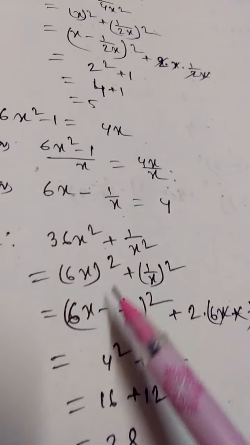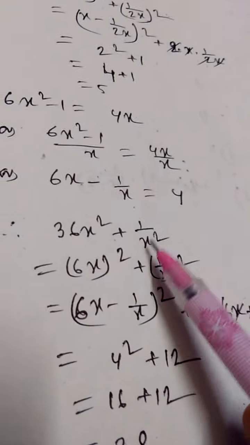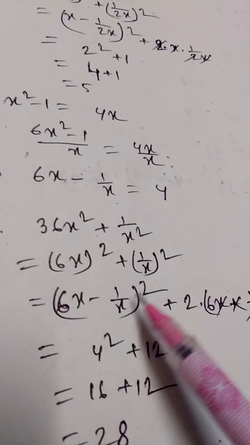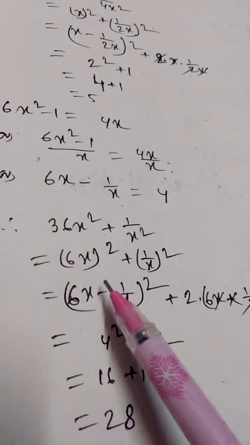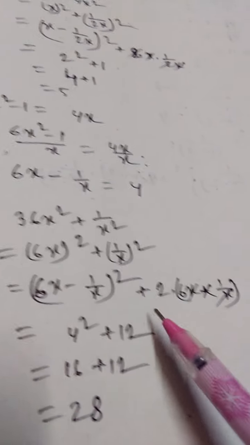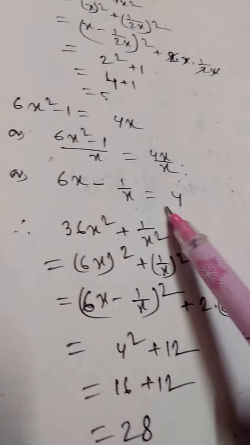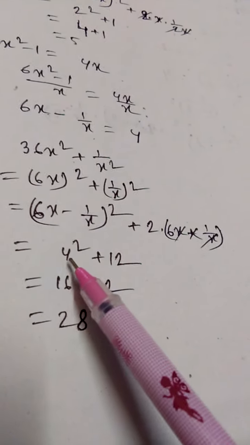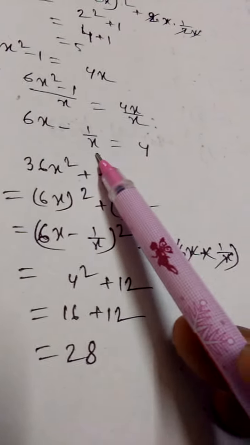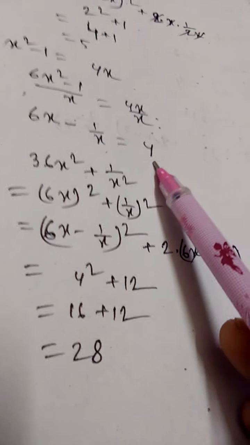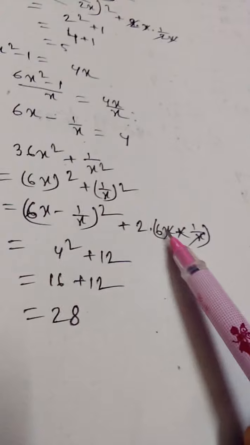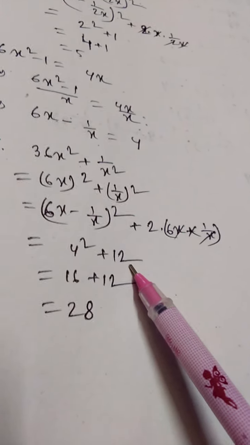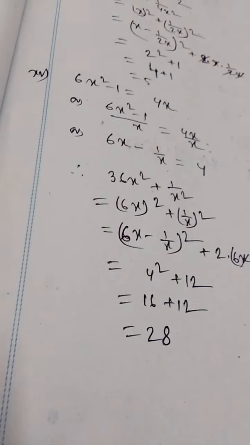Now 36x square plus 1 by x square equal to (6x) whole square plus (1 by x) whole square, equal to, using the formula a minus b whole square plus 2ab, since the value of a minus b is given, therefore after putting the value of 6x minus 1 by x equal to 4, we get 4 square plus 12. 2 into 6 is equal to 12. 16 plus 12 equal to 28.